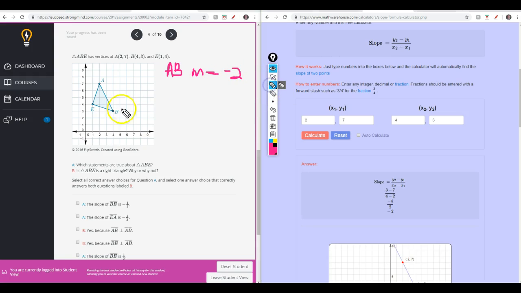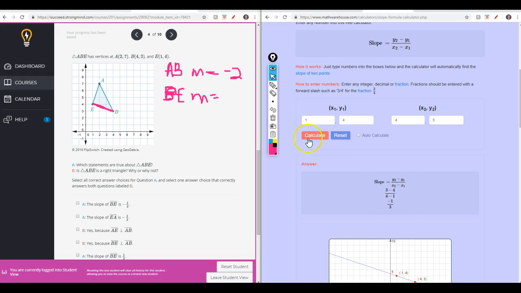So then we're going to find the slope of segment EB or BE. I just scanned through here and noticed that they list B first. So segment BE is the same as segment EB because it's representing the two endpoints. They're just starting with point B first, which is completely fine. So since we already had point B in here at 4, 3, we're going to do point E at 1, 4. Calculate, that is -1/3.